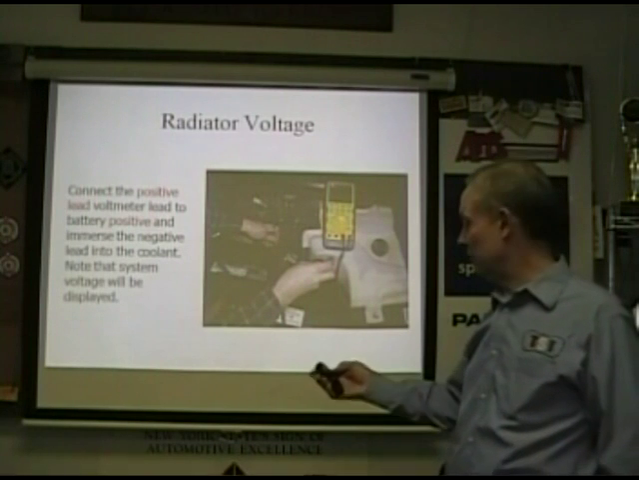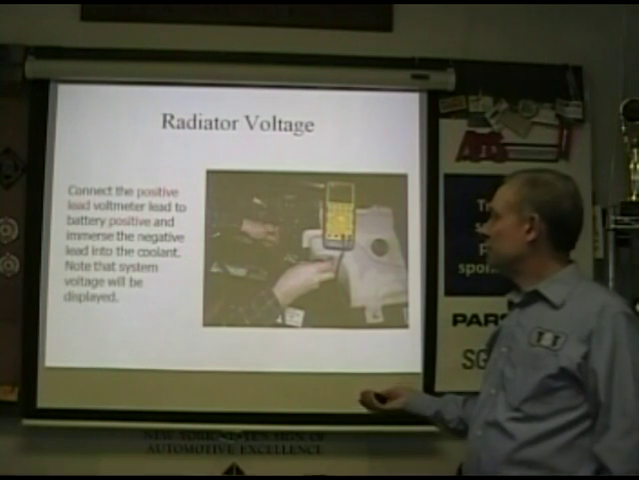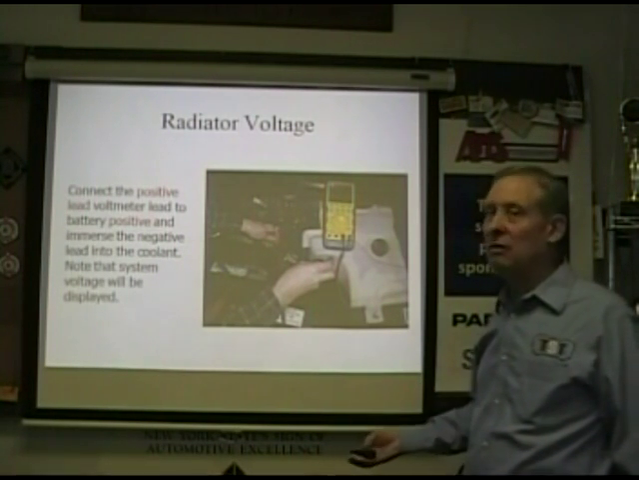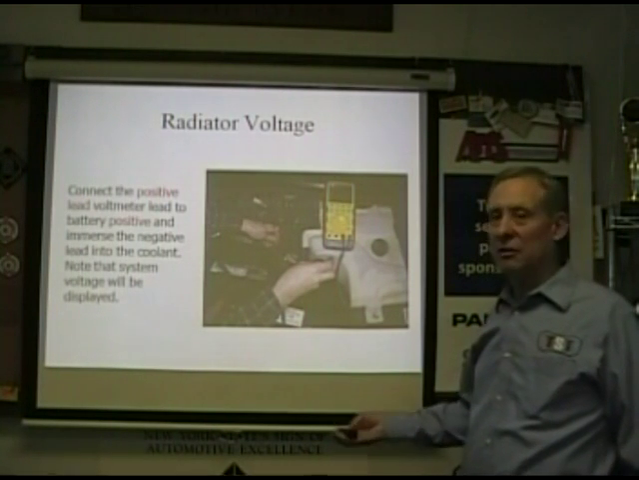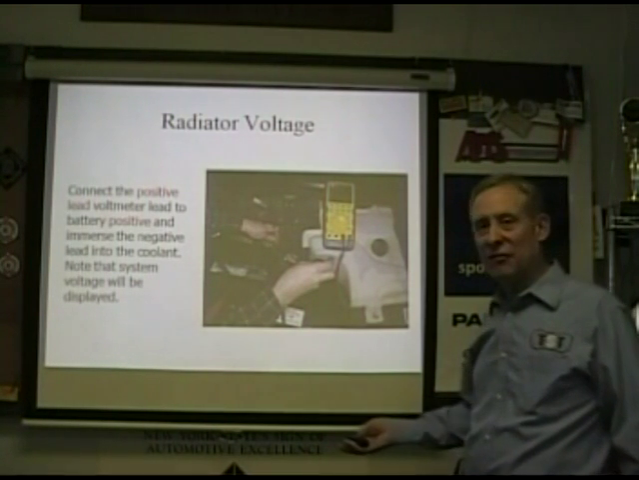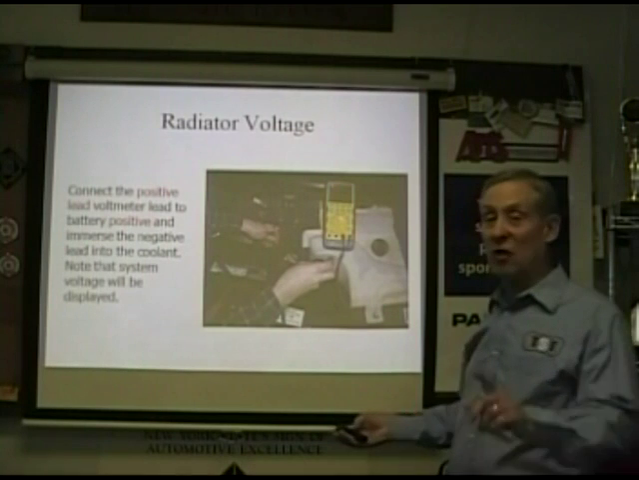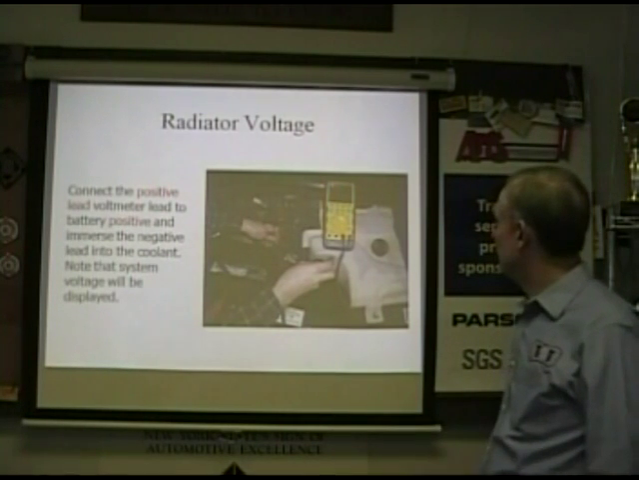You would read that. So it's important to put the correct leads: the negative on the battery negative, and the positive in the antifreeze, not the reverse. And that is correct, and it's running. That's a very important test, I guess.